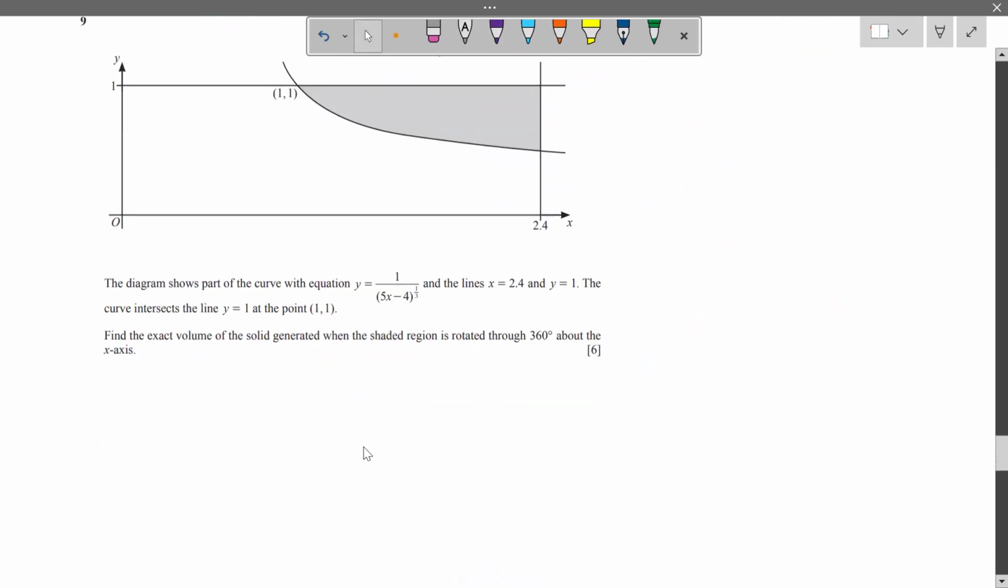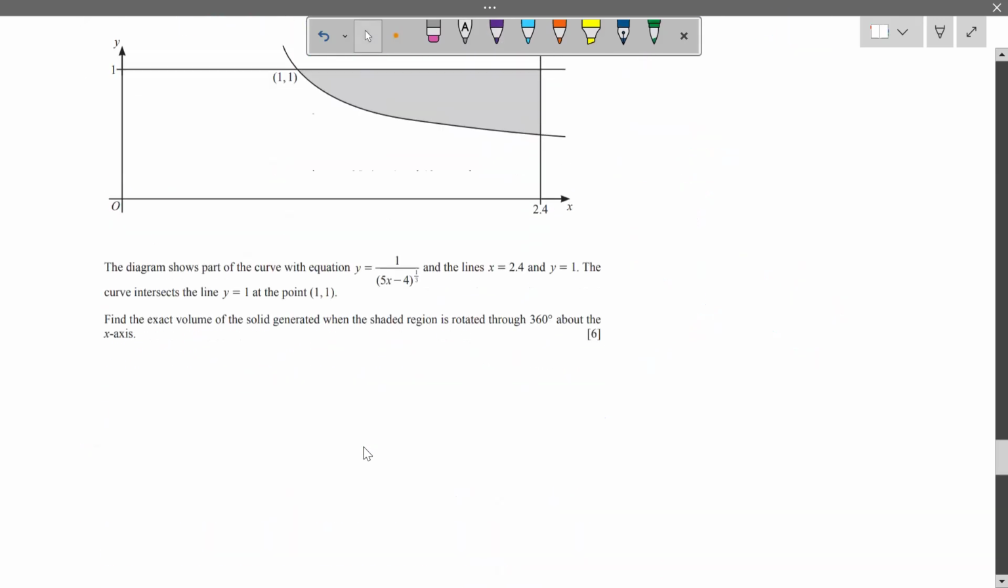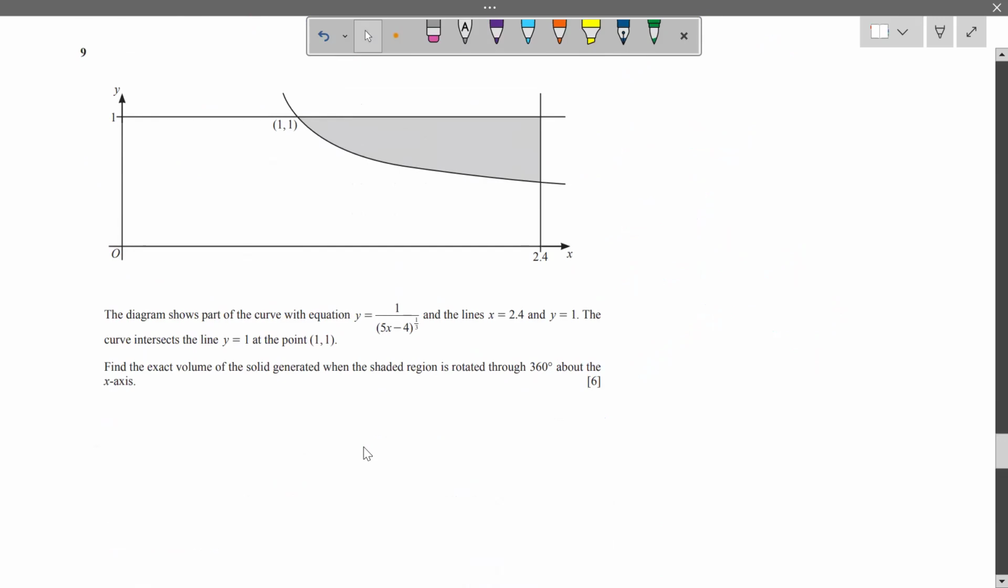Okay. Number 9. This diagram shows the curve of the equation, yep, that, and the lines x equals 2.4 and y equals 1. The curve intersects the line y equals 1 at the point 1, 1. Find the exact volume of the solid generated when the shaded region is rotated through 360 degrees about the x-axis.